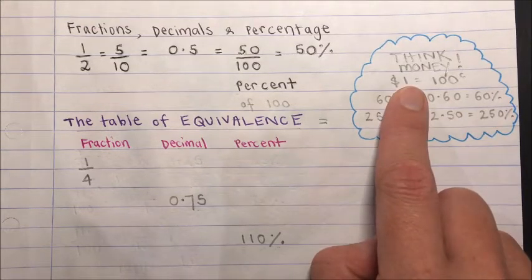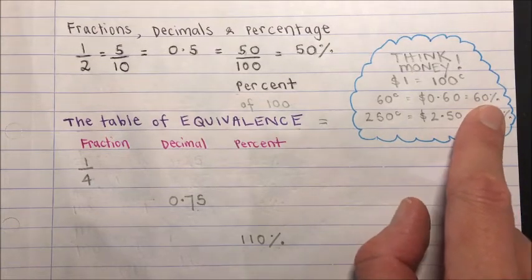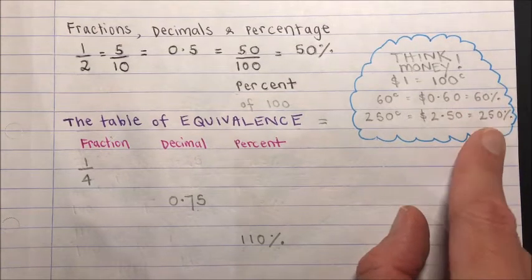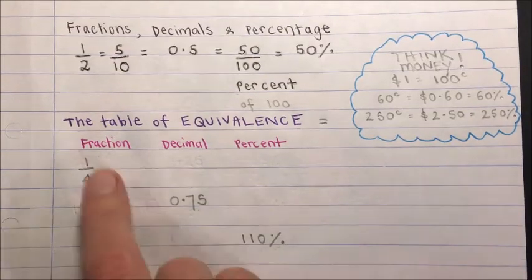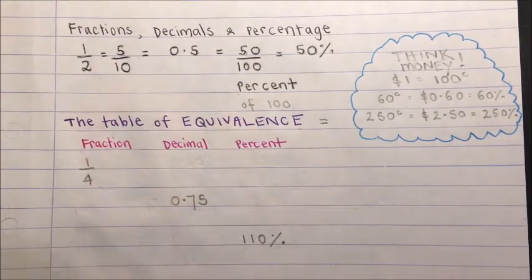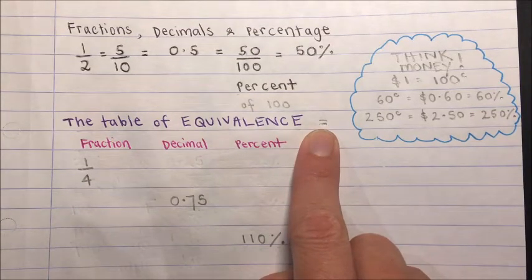So $1 would be 100%. Anything less than $1 is going to be less than 100. Anything more than $1 is going to be over 100. So let's look now at the table of equivalence, because all of these things are equivalent.